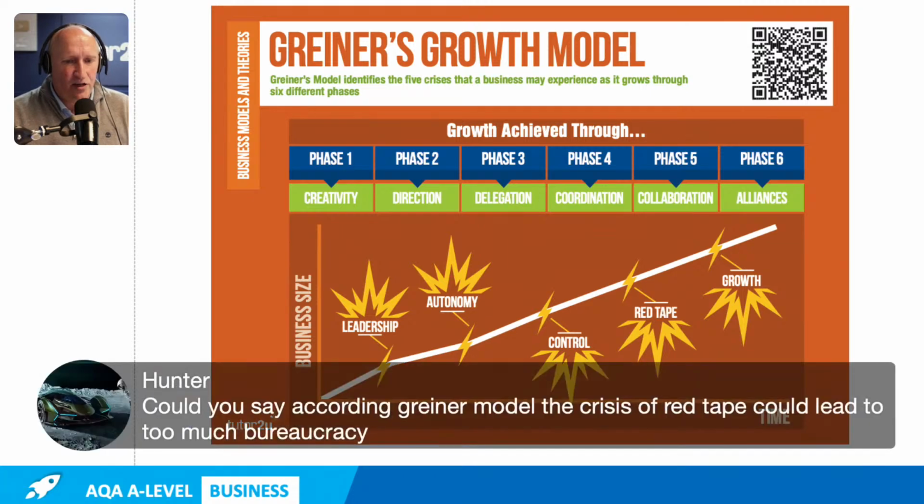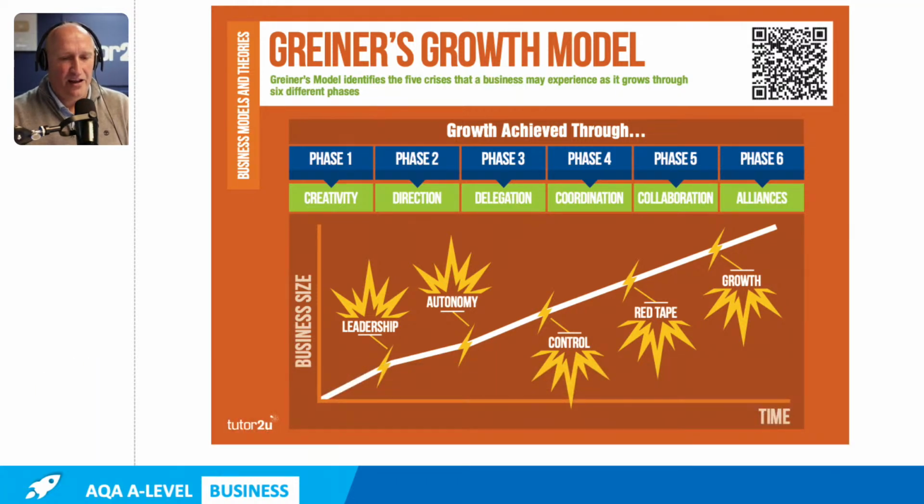Hunter's asking, could you say that according to Greiner's model, the crisis of red tape could lead to too much bureaucracy? Well, the crisis of red tape occurs because there is too much bureaucracy. That's this idea of too many roles, too many procedures, too many meetings, not enough action. Therefore, your challenge is to get rid of all the bureaucracy, if you can. Hopefully that answers that question, Hunter.